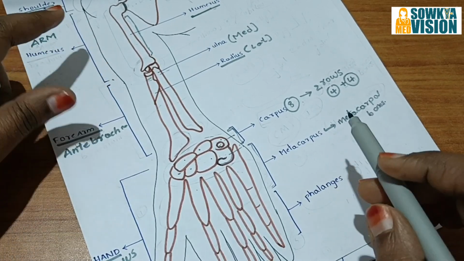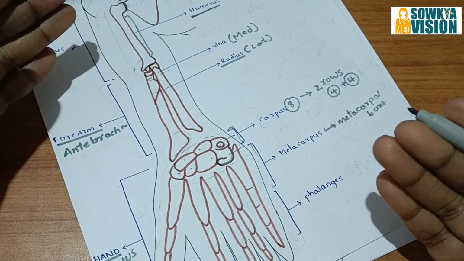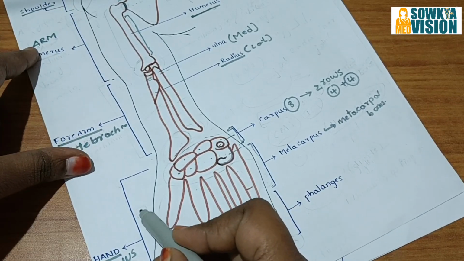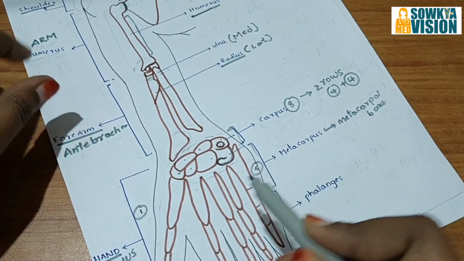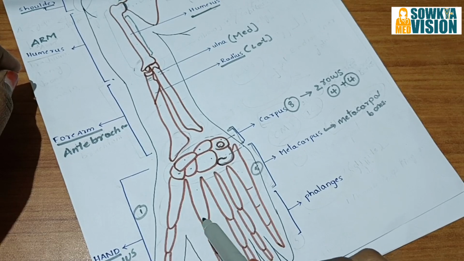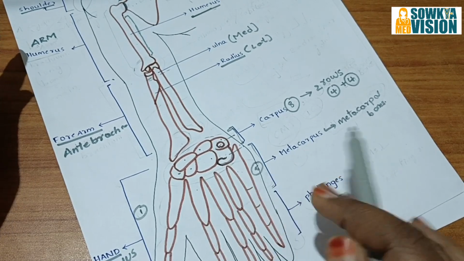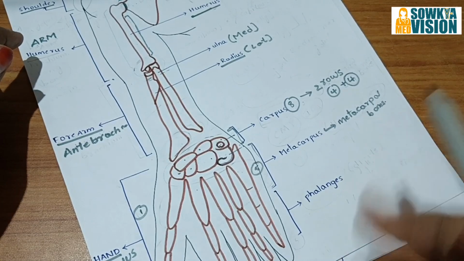Now, how are they numbered? They are numbered from lateral to medial, so the thumb is numbered 1, then 2, 3, 4 and 5. So there are 5 metacarpals in each palm.